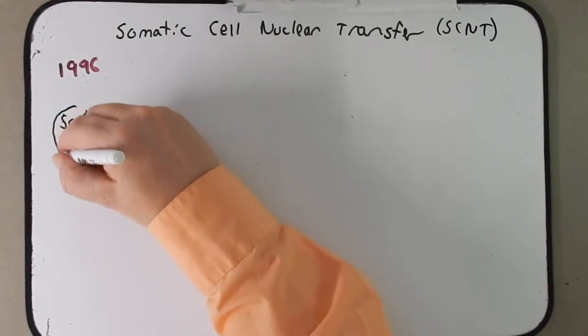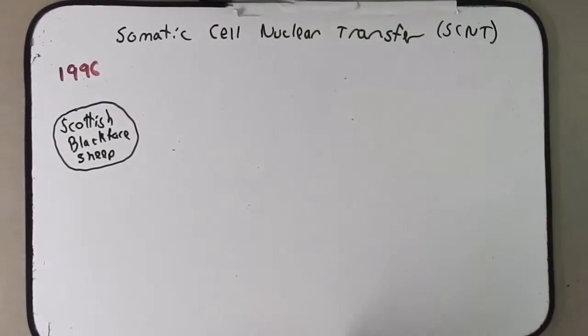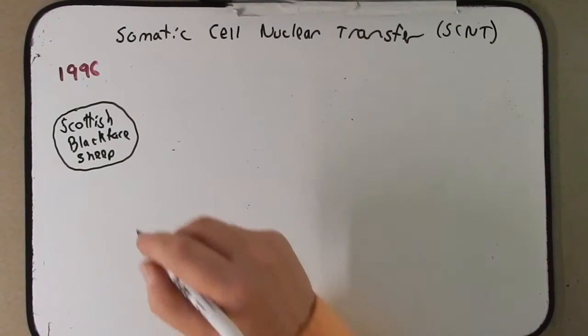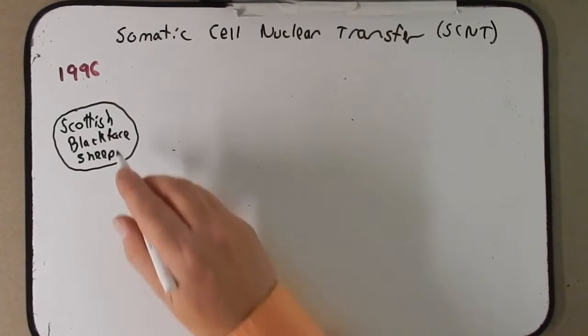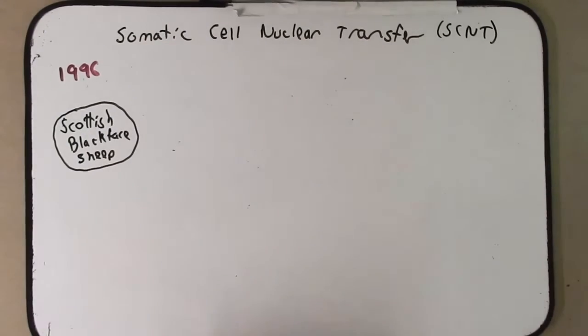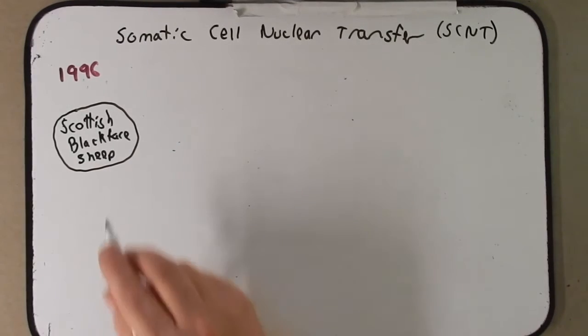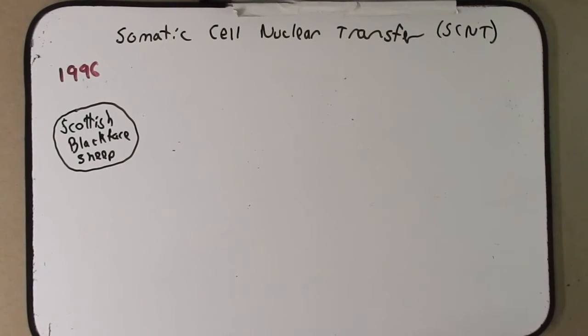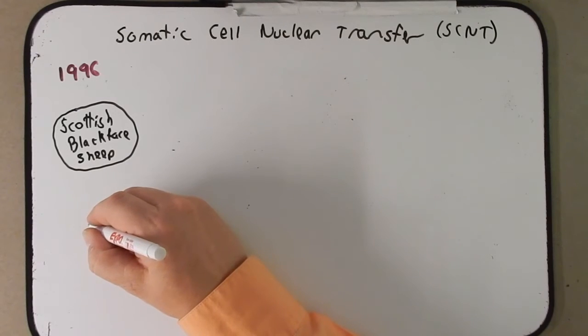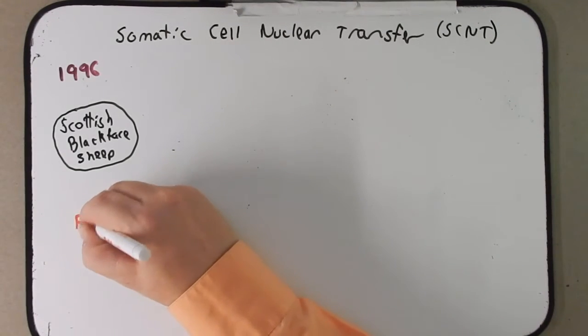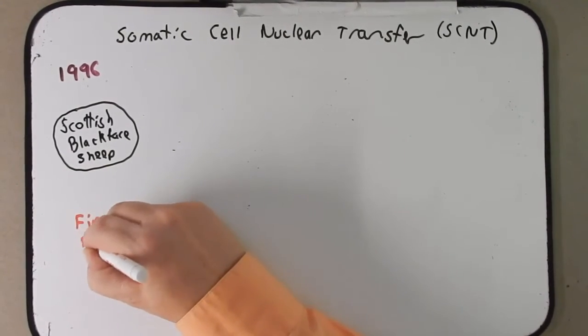I was going to marvel you with my mad drawing skills here and draw a picture of a sheep, but I thought I would spare you that and just draw this circle. So just pretend this is a sheep. It's probably actually a little bit better than what my drawing would have looked like. They also worked with another sheep called a Finn Dorset.